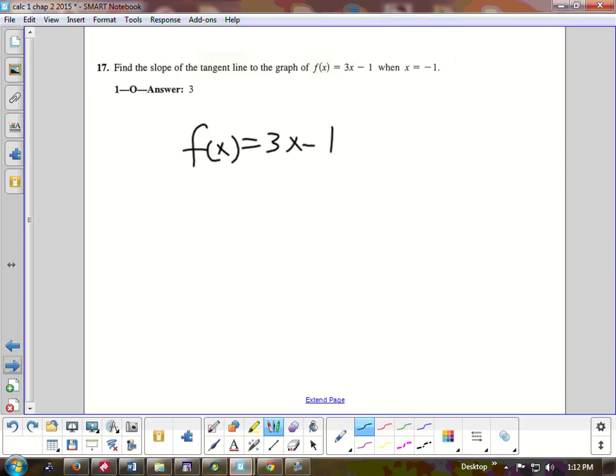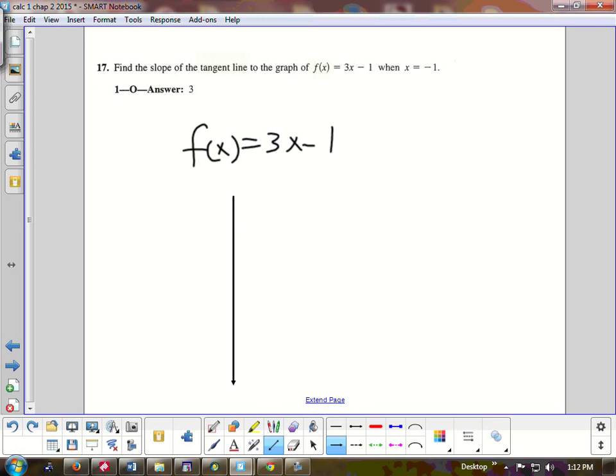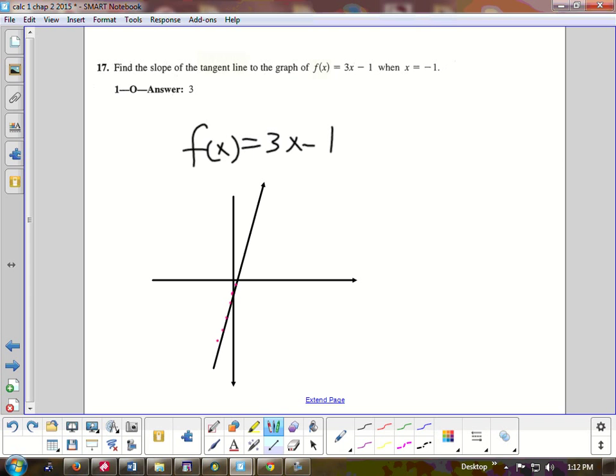It wants the slope of the tangent line. Well, just from basic knowledge of algebra, 3x minus 1 is a line that has a positive slope going through negative 1 on the y-axis, with a slope of up 3 over 1. So anywhere on this graph, the slope is always going to be the m in y equals mx plus b.